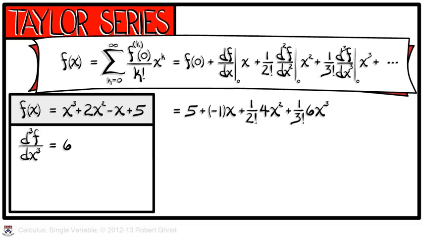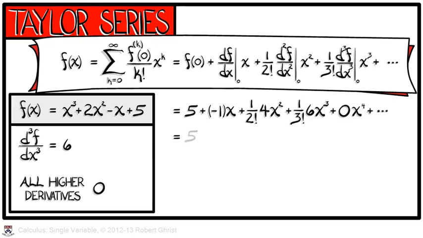What happens when we take higher and higher derivatives? Well, the derivative of a constant is 0. Thus, all of the higher derivatives vanish, and all further terms in the Taylor series evaluate to 0. So we can drop them out without consequence. Rewriting, using a bit of simplification, gives us the Taylor series for this function as 5 minus x plus 2x squared plus x cubed. Let us take a look at our work.